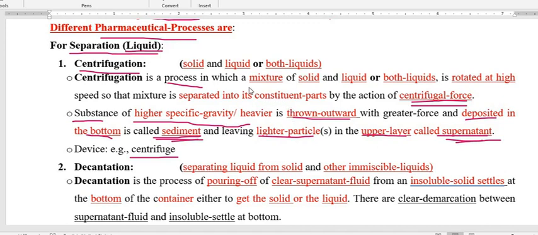And what is that mixture? The mixture is of solid and liquid, or it may be both liquids. Like we have seen with milk. When we churn the milk by the centrifugal force, the heavier particles move out and the lighter particles, like makhan, remain at the top as supernatant, and the other heavier particles get settled down. That is the sediment. So this is about centrifugation.